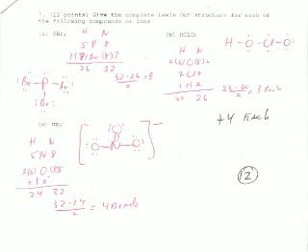And finally, nitrate. Nitrogen brings 5, would like 8. Oxygen brings 6, would like 8. There's 3 of them. It's an anion, so we have 1 extra electron. 32 minus 24 divided by 2 is 4 bonds, so we're going to get resonance structures.